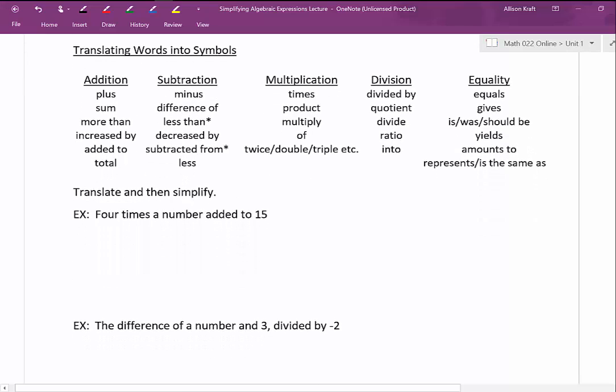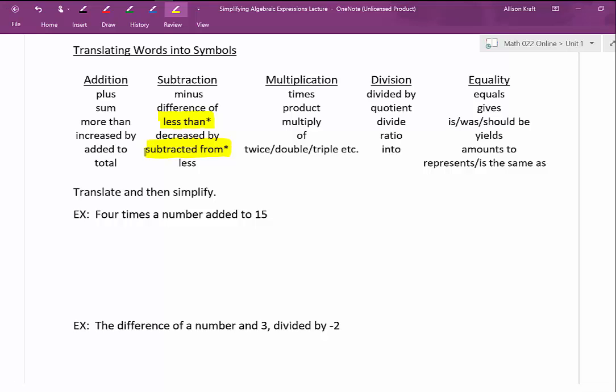Next, we're going to translate words into symbols. I've listed a whole bunch of different words here that mean addition, subtraction, multiplication, division, or equality. A couple that I would like to point out to you are less than and subtracted from. You'll notice I've marked them with an asterisk. I call these switcher words.